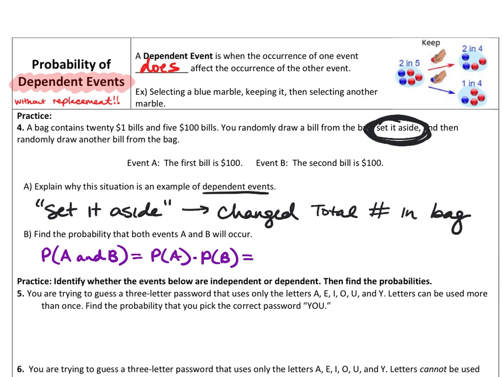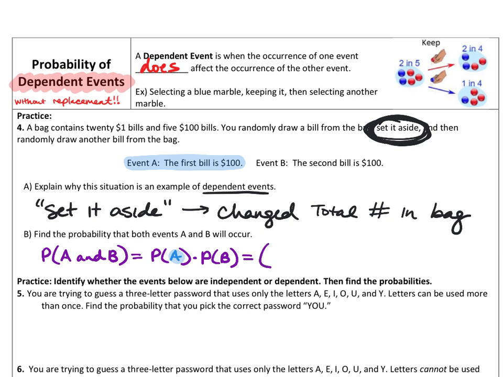Okay, let's actually do this one. We didn't even read the events here, but event A is that the first bill is $100. What's the probability that you have 20 $1 bills and 5 $100 bills in a bag and you randomly draw out a $100 bill?